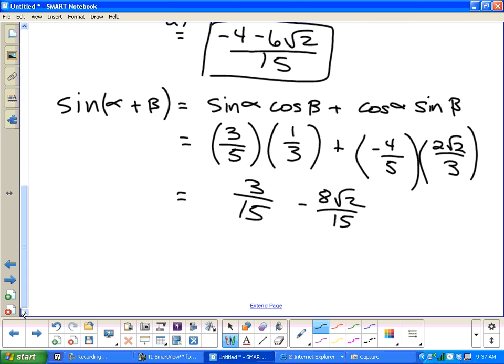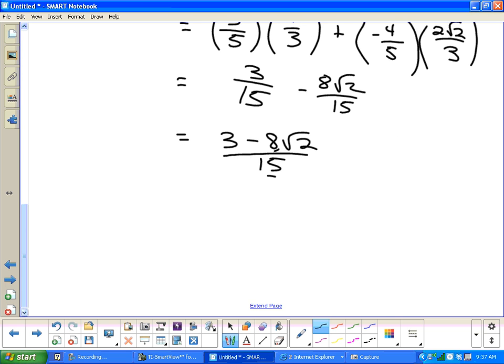Now, let's write all of that over 15. So 3 minus 8 square root of 2 over 15. Okay. And now, we're not going to split it up and reduce it. And I can't reduce that, can I? Now I can't, because you can't reduce the 8. Not to mention I don't want to do it anyway, because I want these numbers to be the same number for my tangent. Okay?